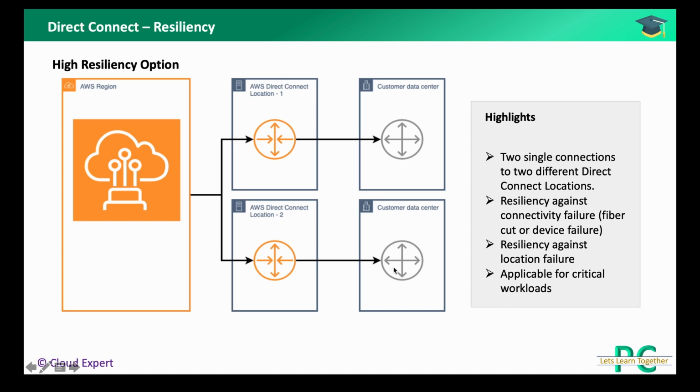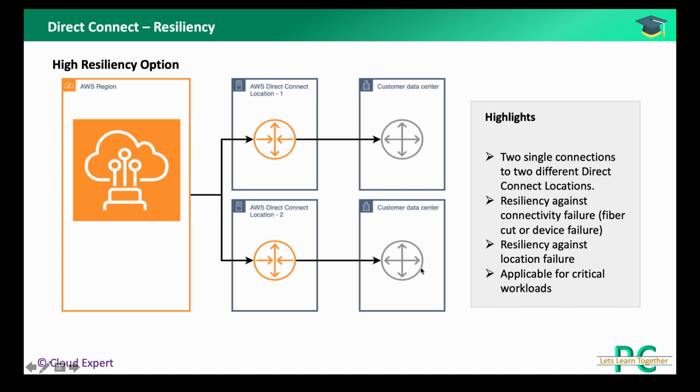Now let's see the high resiliency option. In the high resiliency option, you are selecting two Direct Connect locations, and in every location you have a separate Direct Connect connection. That means you have single connections to two different Direct Connect locations. This will give you resiliency against connectivity failure, that means fiber cut or device failure, as well as resiliency against location failure. If this entire location goes down, then there will be another location which will still serve the traffic.